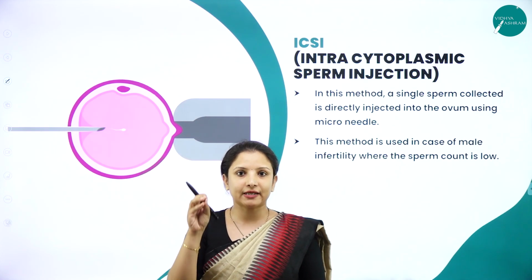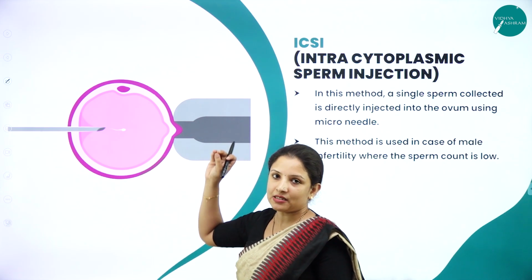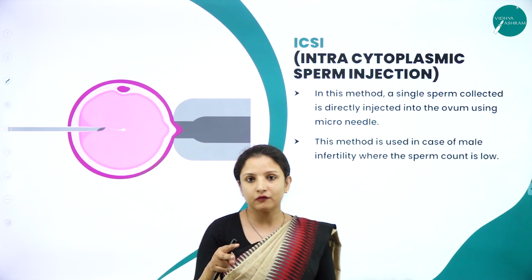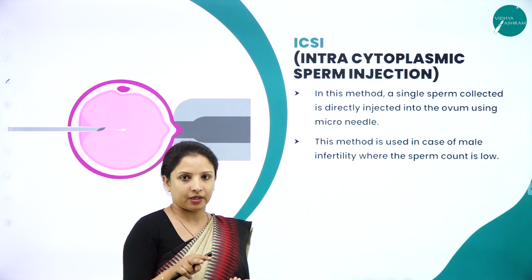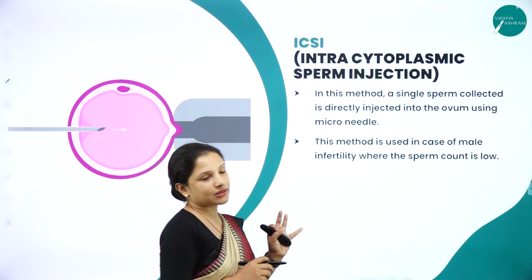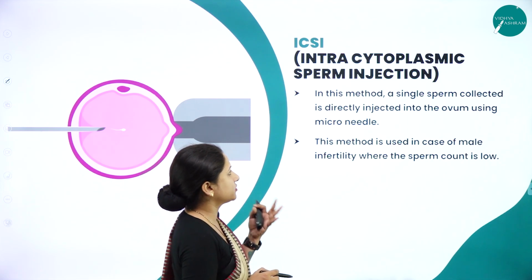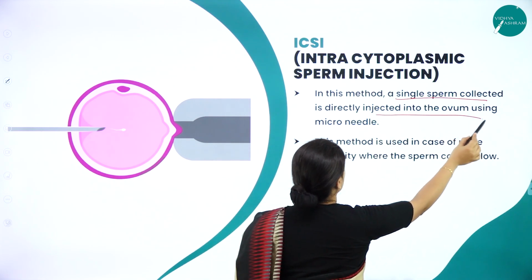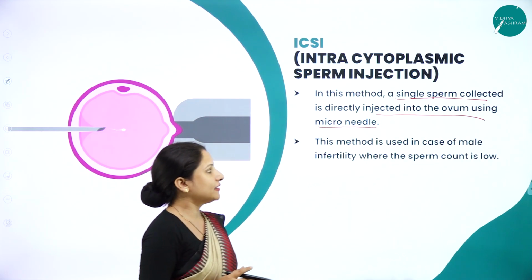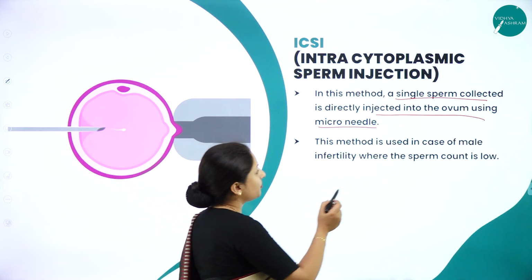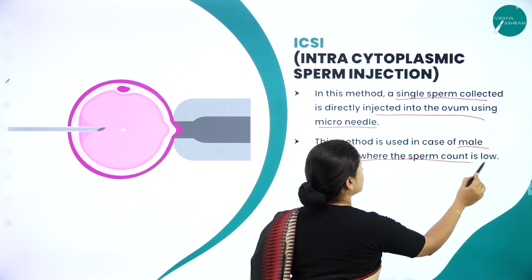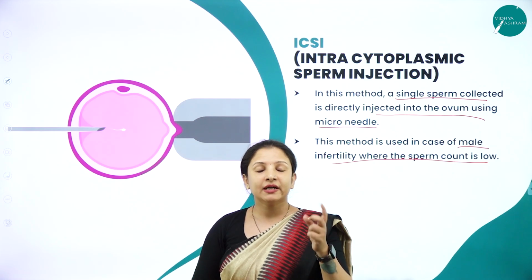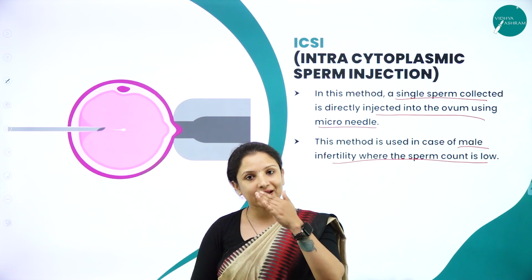So into the ovule, that is the ova or the egg that is present inside the female's ovary. So direct injection will be done to the cytoplasm of the ova or the egg that is there inside the female. That is nothing but called intracytoplasmic sperm injection. In this method, a single sperm that is collected is directly injected into the ovum using a micro needle. And this method is used in case of male infertility, wherein the sperm count is very, very low. When the sperm count is very low, or if the sperms are not that active, it is difficult for the sperms to travel towards the egg and fertilize the egg.